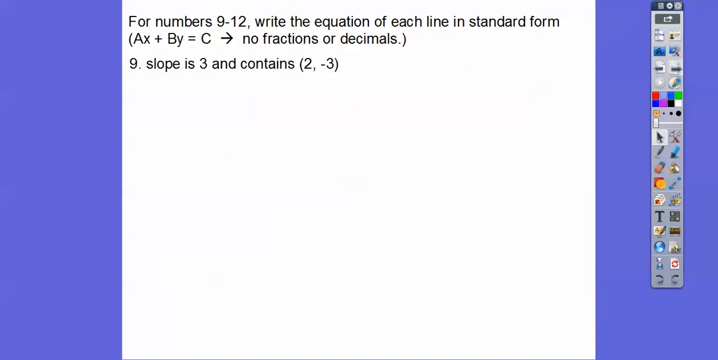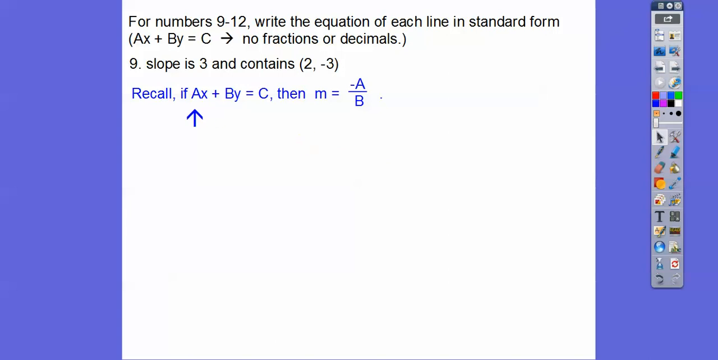All right, so here, they want us to put it in standard form. Standard form is ax plus by equals c, and there's no fractions for a, b, and c, or no decimals for a, b, and c, so we just got to get rid of them. So there's all kinds of ways to do these ones. I'm choosing this way. Most teachers don't choose this way, but to me it's just the easiest way.